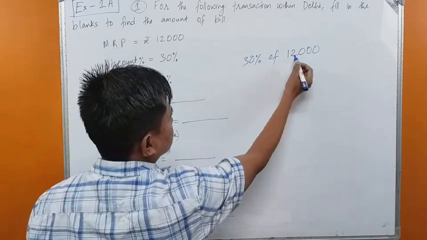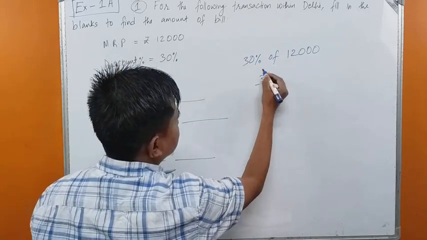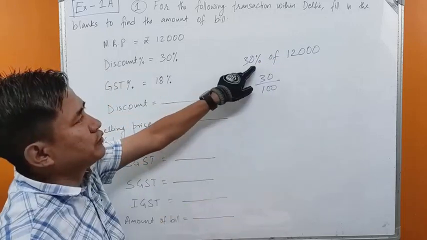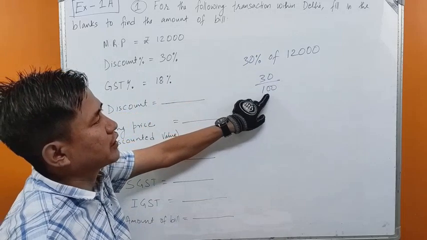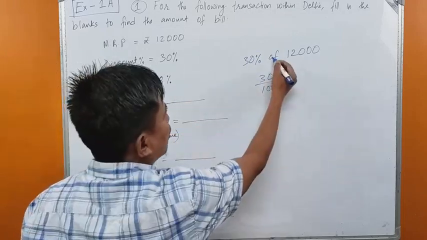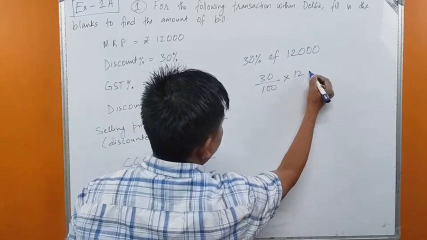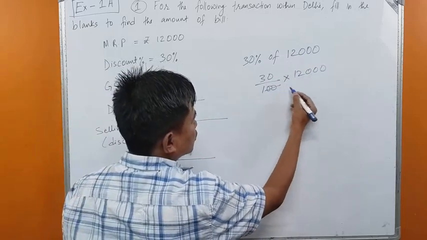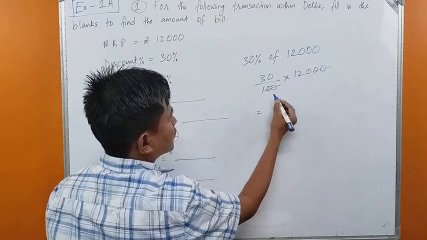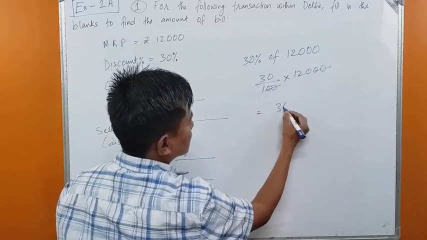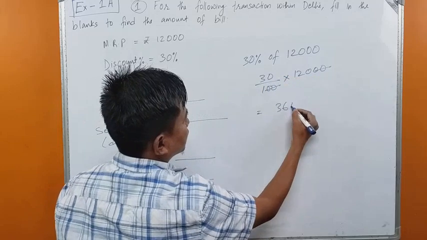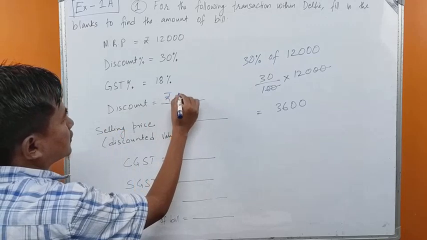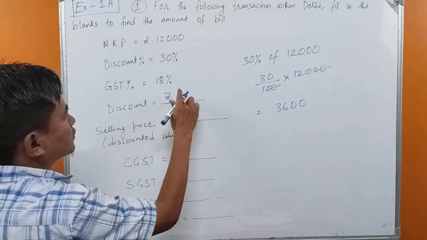So 30% of 12,000 is 30 divided by, we remove the sign of percentage and introduce 100. Okay, when we remove the sign of percentage, we must introduce 100 in the denominator, isn't it? So of means into 12,000, isn't it? So we cancel these two zeros and these two zeros. Okay, so 3 12 are 36. This 0 and this 0 we put here. So the amount of discount is rupees 3,600, isn't it?